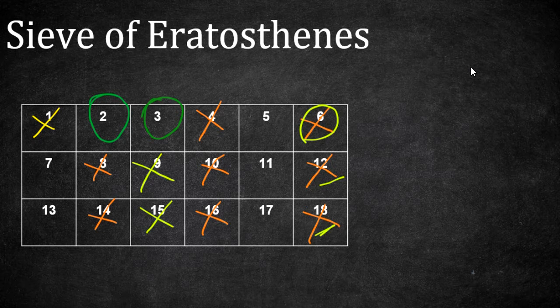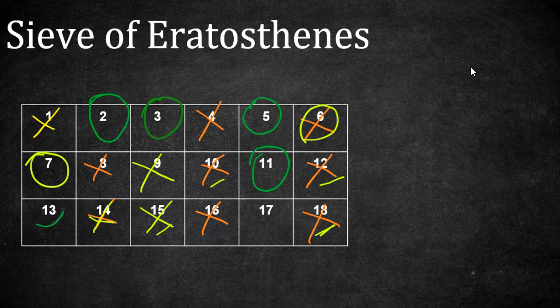Then again comes 5. 5 is a prime number, so we are going to remove multiples of 5. In this case, 10 is already removed, 15 is already removed, and we don't have any other multiple of 5. Again moving on to 7. 7 is a prime number, so we are going to remove the multiples of 7 from the list. 14 has already been removed and we don't have any other multiple of 7. Next moving on to 11. 11 is another prime number, so multiples of 11 do not exist.